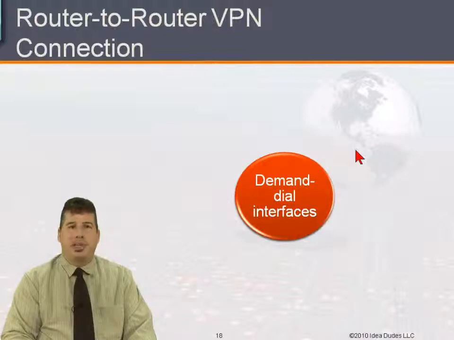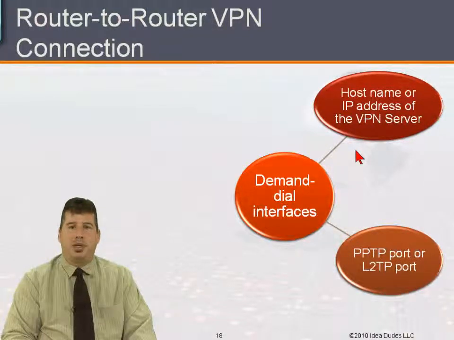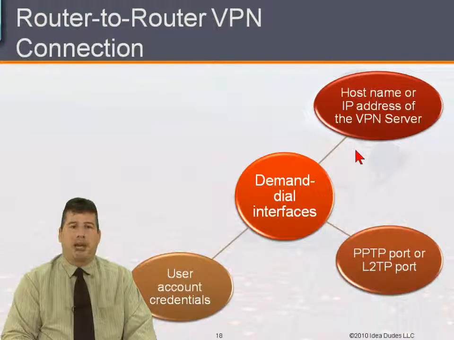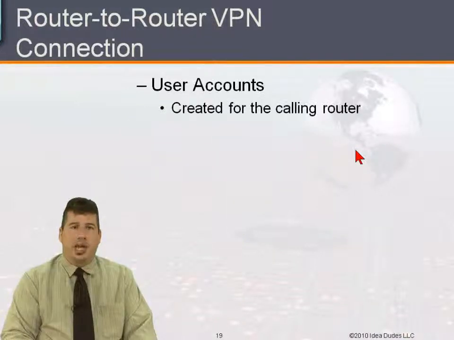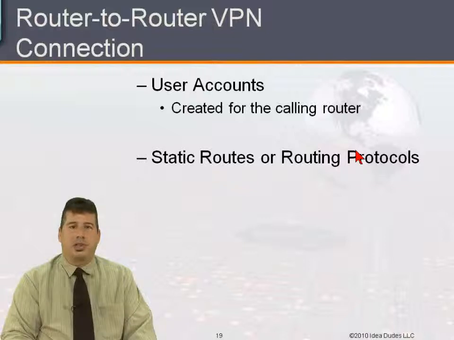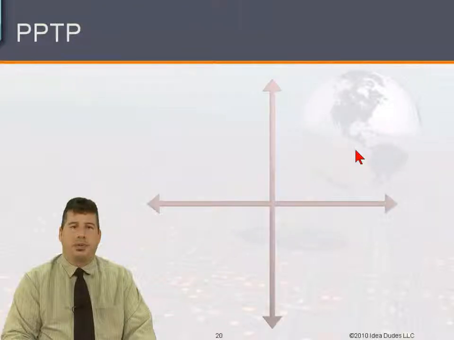Now, demand dial interfaces can be used in a router-to-router VPN connection. You need the host name or the IP address of the VPN server, and the PPTP port or L2TP port. User account credentials, and for L2TP with IPsec, a valid certificate. That's what you need for L2TP and IPsec. User accounts are created for calling routers, and static routes or routing protocols, like RIP version 2. Security options utilize all security features of the Windows Server 2003 family.